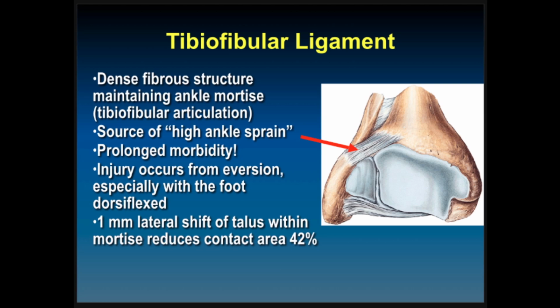1 millimeter lateral shift of the talus within the mortise reduces contact area 42%. We do stress views in these severe high ankle sprains to assess the mortise and make sure there's no instability that would require stabilization.